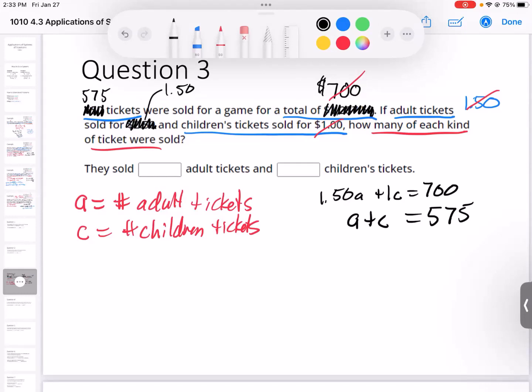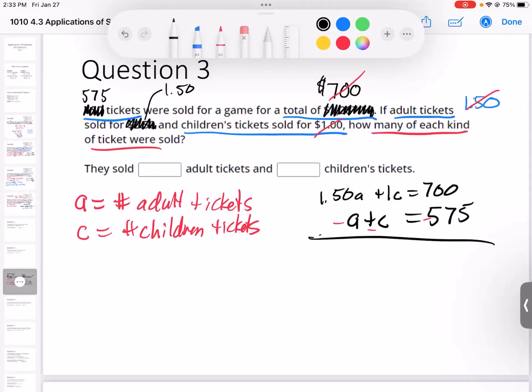And then what method do you think would be easy to use to eliminate or substitute? Okay, I would agree on that because we have two C's that are almost eliminated. If we just made one of them negative, it would work. So let's make the second one negative. I'll multiply everything by a negative, and now I can add these together.